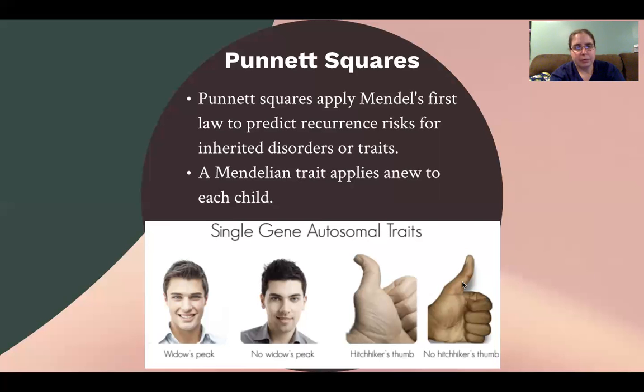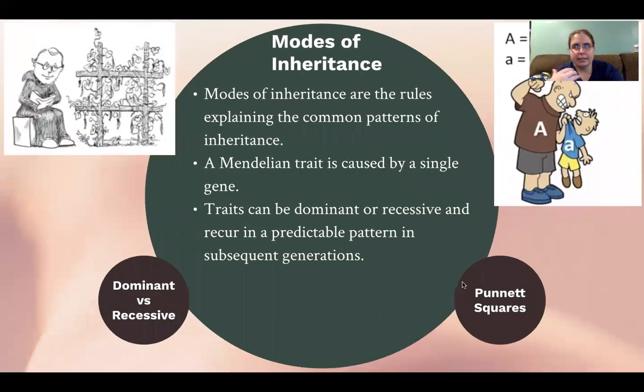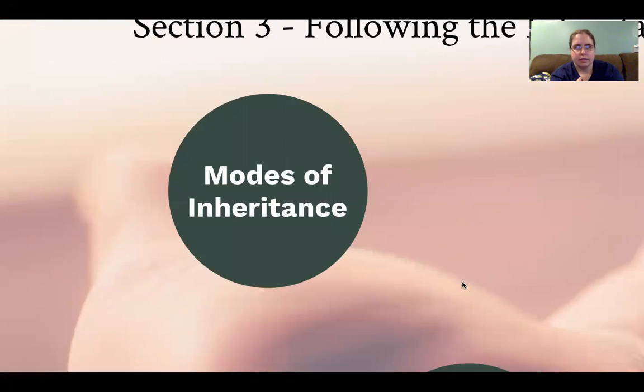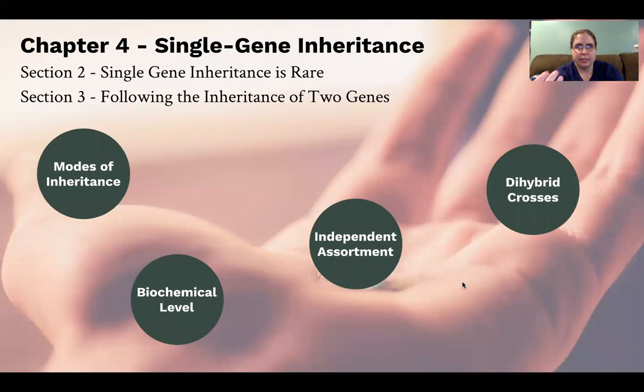Now you might remember that we said that single gene inheritance is rare. And that's mostly because we are not pea plants. It's very common in pea plants, which is why Mendel studied them. But humans, our modes of inheritance are all over the place. It's not just single gene.